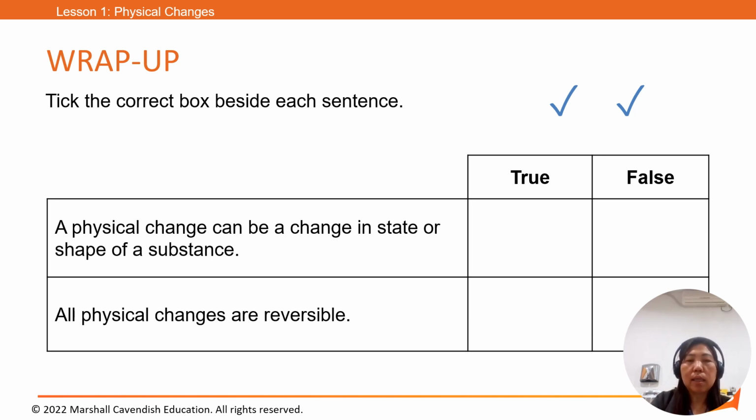Nice. Okay, next question. All physical changes are reversible. Is that true, everyone? Remember, just now, the wax is reversible, but the torn paper is not reversible. So, all physical changes are reversible: the answer should be false. Very good.